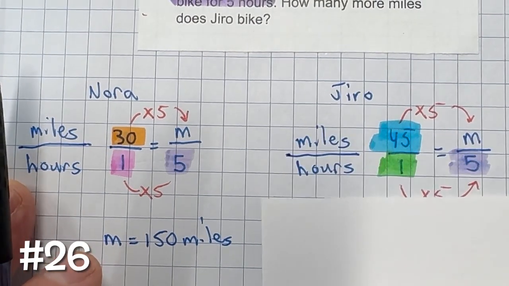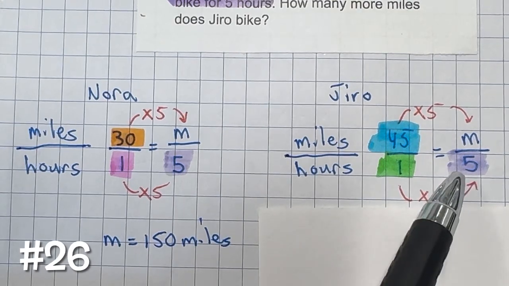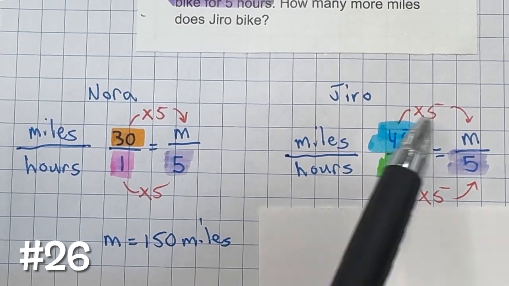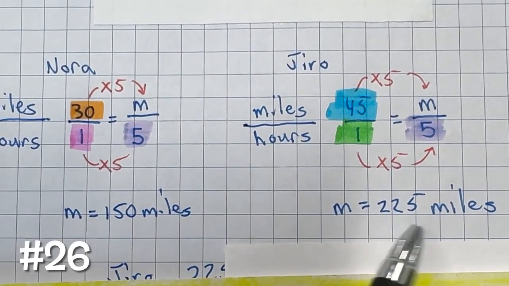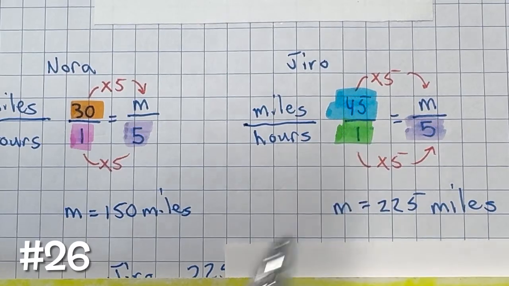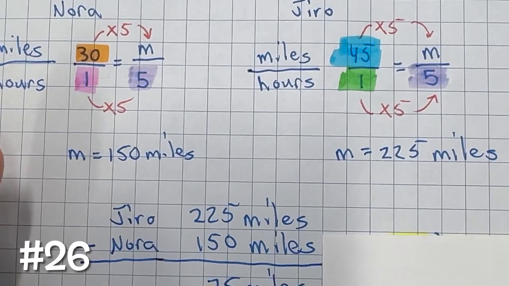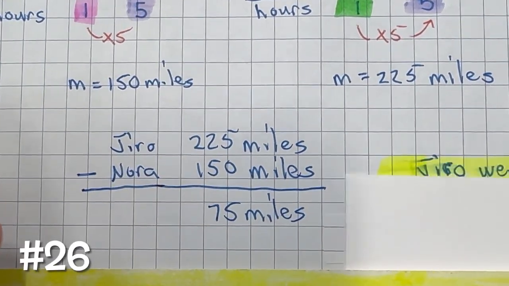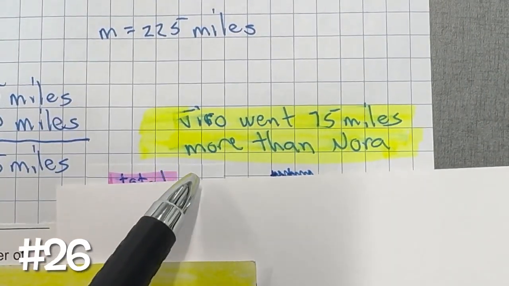Hero bikes 45 miles per hour, and he's going to go 5 hours, so that's 5 times greater, so the number of miles is going to be 5 times greater. So he bikes 225 miles. So now we have to find out, how many more miles does Hero bike? Well, we need to take the difference between these two. And so we're going to subtract the two. 225 minus 150 is 75 miles. So Hero went 75 miles more than Nora.